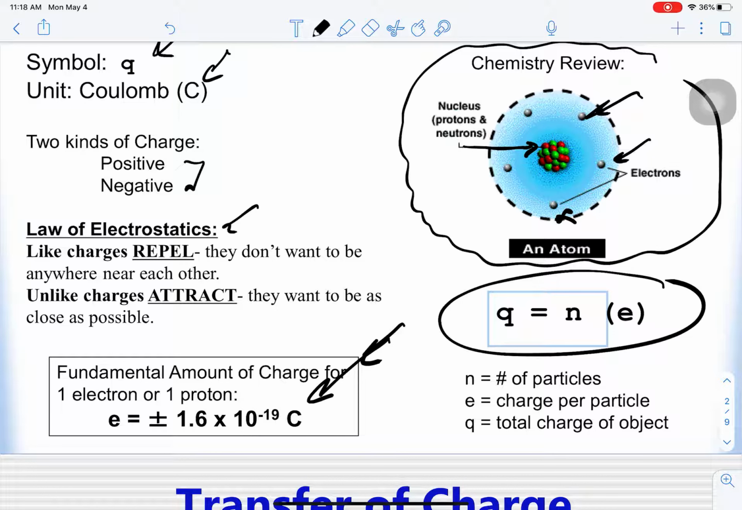Got it? Pretty simple. All right, let's say you had 5 more protons than electrons in your object. Then you would do 5 times positive 1.6 times 10 to the negative 19th coulombs. All right, let's move on.